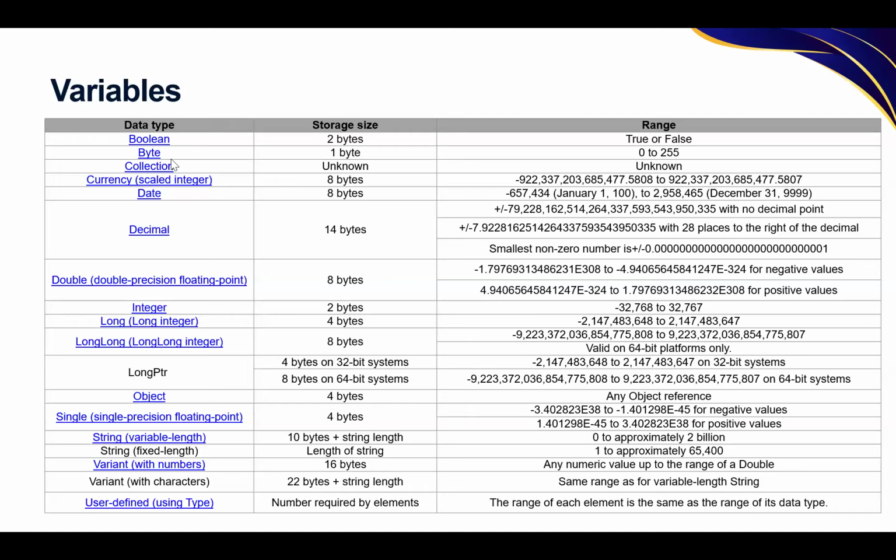In VBA there are data types available, and each has a storage size and a range. There's an option to store booleans, which is 2 bytes, in which the user can only enter true or false. Then there is a byte, which is 1 byte. Then there's a collection. There's a date option in which the user can enter dates from January to December of any year. Then we can also store a variable called decimal, if you want to allow the user to enter decimals. Then there is double, there is integer, and there's long integer.